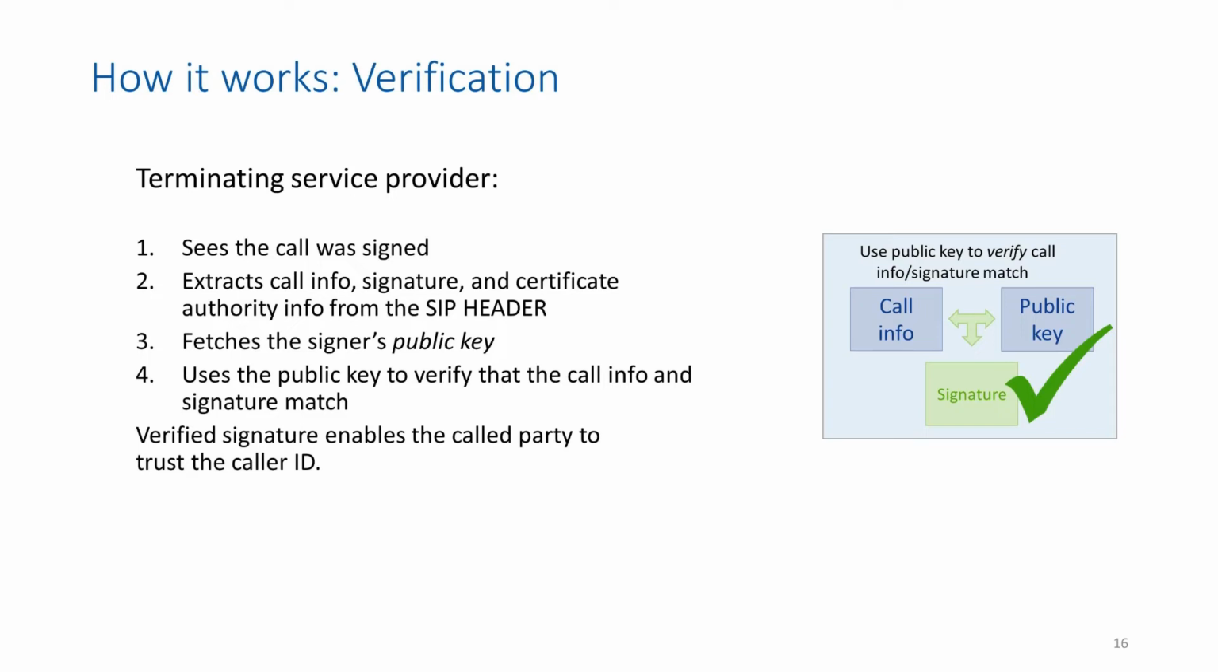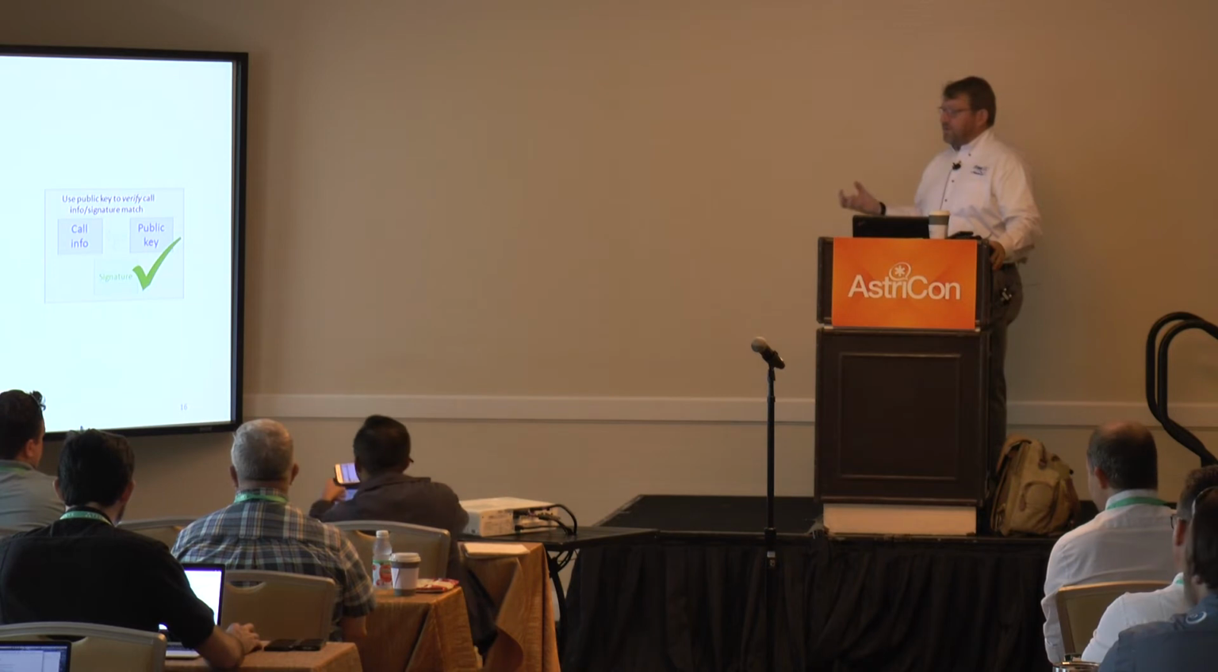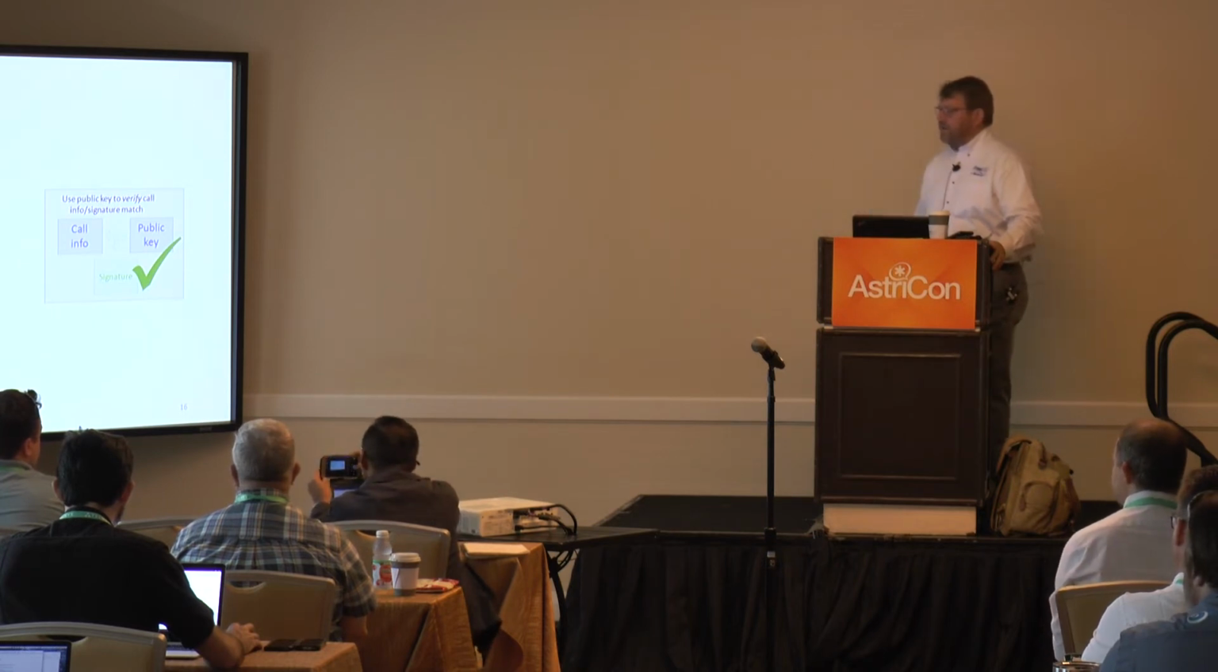Now it's up to the terminating service provider, which may be a lot of you folks too. They see the call arrives, the SIP header arrives, the invite. They see the call was signed. All right, so that's one big step. Second step is now I'm going to take this token off the header and use the token with the certificate authority. And I'm going to go fetch the signer's public key. I'm going to use the public key then to decrypt and verify that the signature matches what was passed in the originating call.